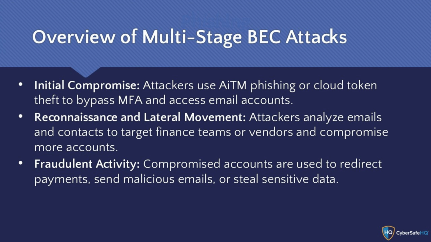3. Execution of fraudulent activity. Using the compromised account, attackers craft convincing phishing emails or initiate fraudulent transactions, often impersonating trusted parties. Examples include instructing finance teams to redirect payments to attacker-controlled accounts, sending malicious emails to other employees or business partners to further compromise systems, and exfiltrating sensitive business data for sale or blackmail.